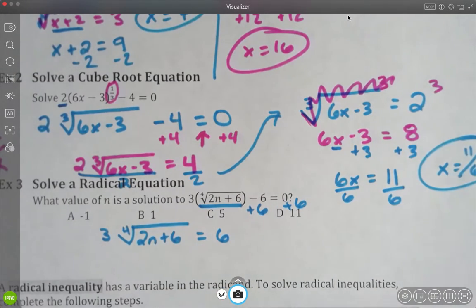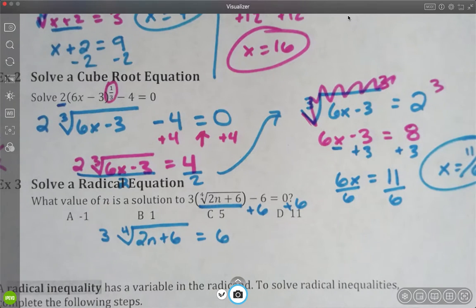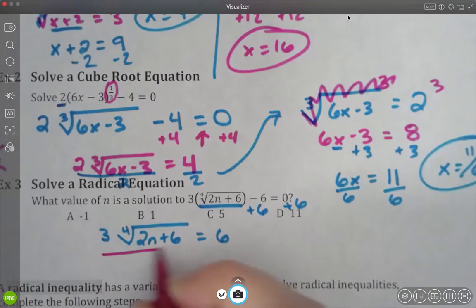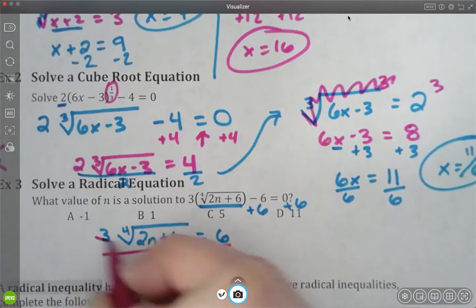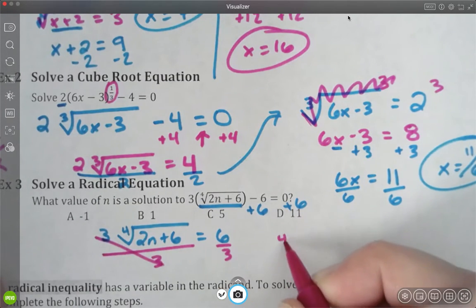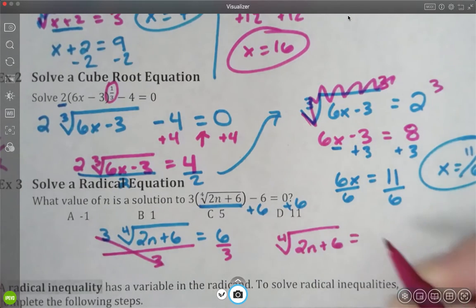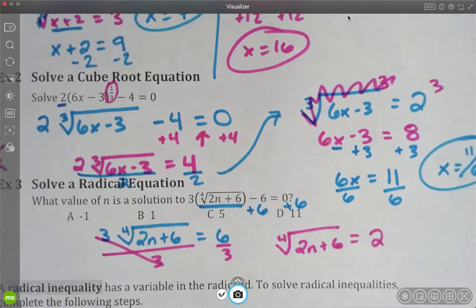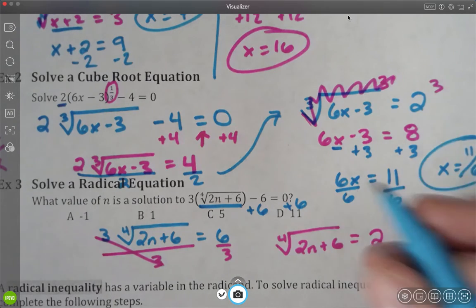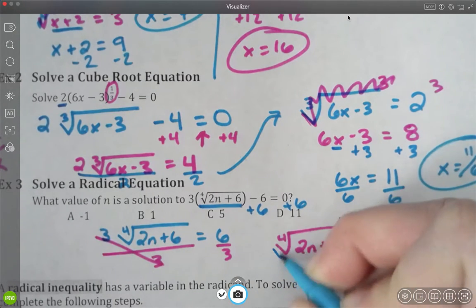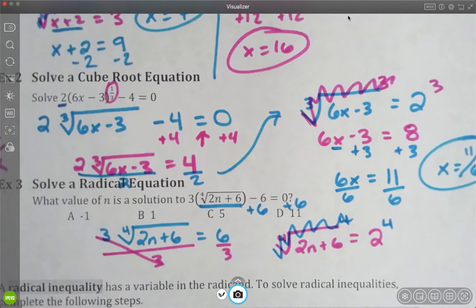Okay, is my radical isolated? They're giving us a divide by 3 now, okay? Divide by 3, divide by 3, okay? The 4th root of 2n plus 6 equals 2. Okay, then you do the 4th what? 4th power. He's already the 4th root. We want to do the 4th power. And that makes him go away on the left side, okay?